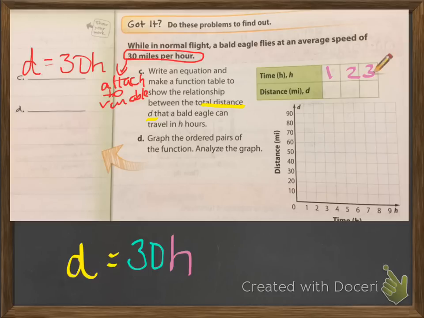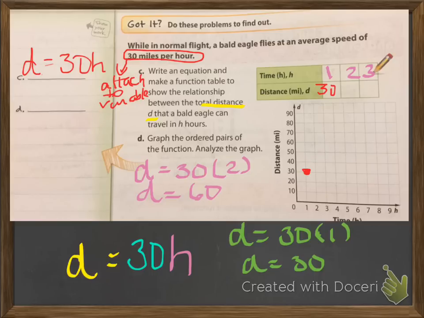And what we need to do is notice that when we plug in 1 for H, let's go ahead and write our equation here. D equals 30 times 1. So that's that. So then that means that the total distance, D, equals 30. So now the ordered pair that you're going to have is when H is 1, D is 30. So you have over 1 and up to 30 right there. And you want to do that for the next one.